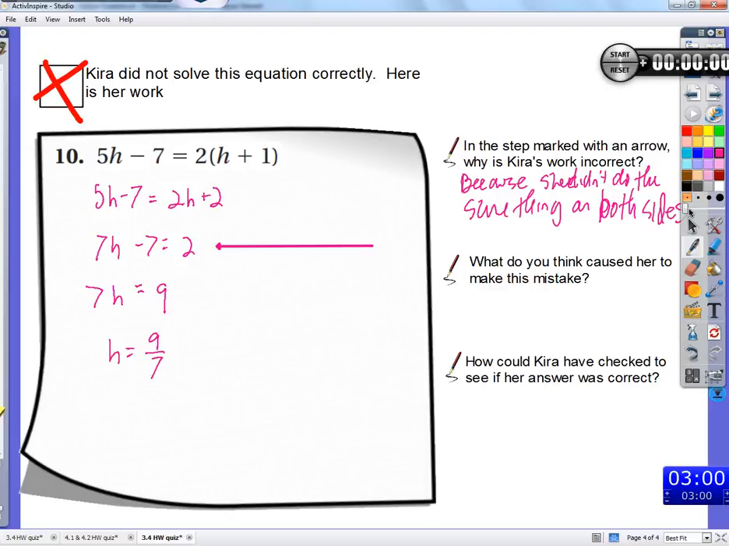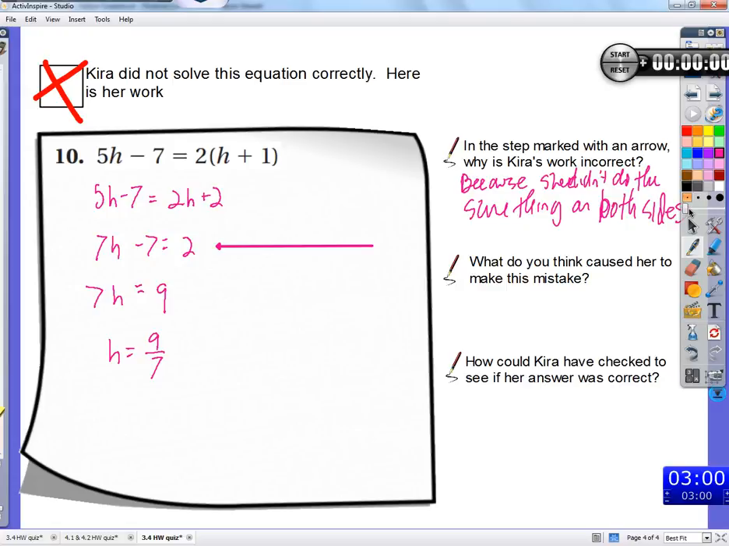No. She kind of let 2H go away, and she knew something was supposed to happen on the other side. She added them together. Why do you think that might be? How could a person do that? Maybe just not paying attention, and they're just looking at what they're doing. You got a guess as well? Well, she could have been thinking of the last section when you put like terms together. Put like terms together?